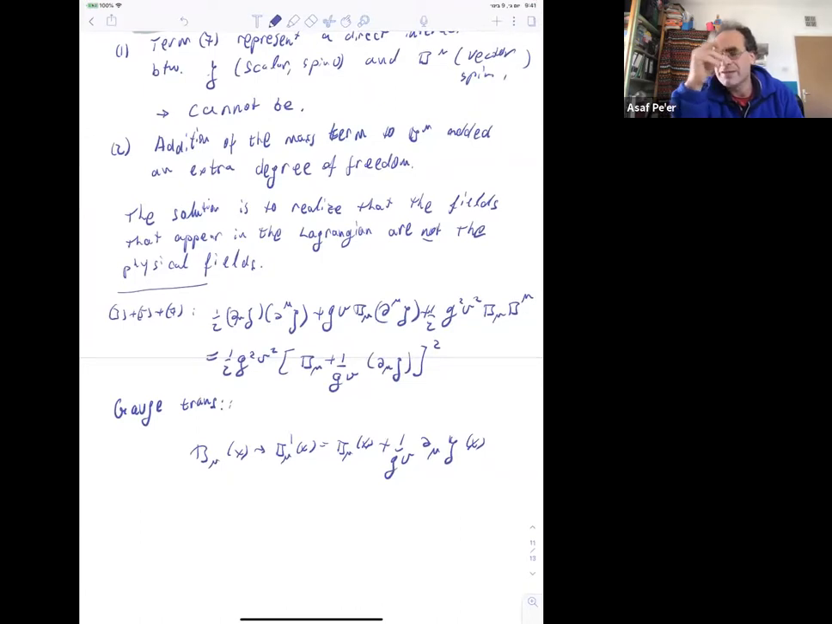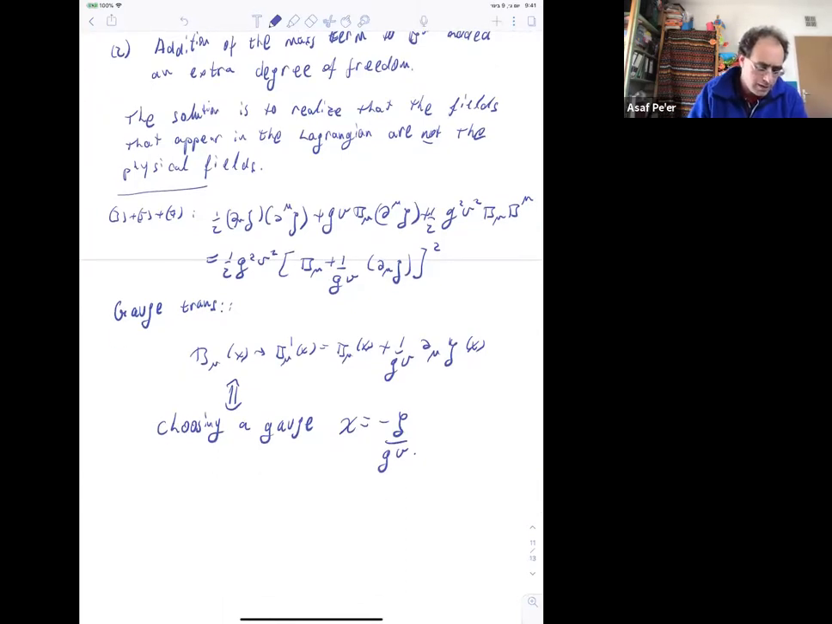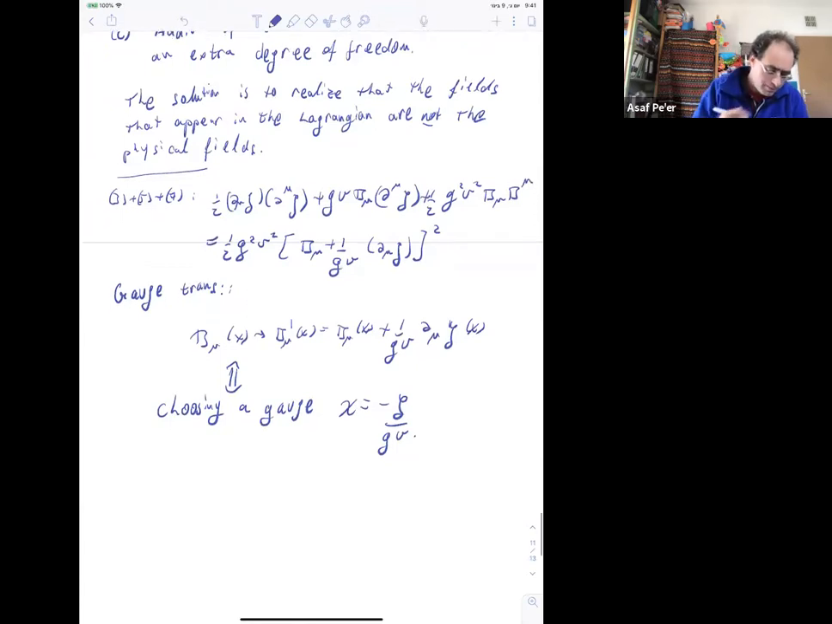It's essentially making this transformation. Remember, where did I get this B? B is just this field that I get by adding this field to the Lagrangian to keep it symmetric, when I had this transformation e to the i g chi. So this is equivalent to choosing a gauge where chi is minus psi over g v. This choice is known as the choice of a unitary gauge.